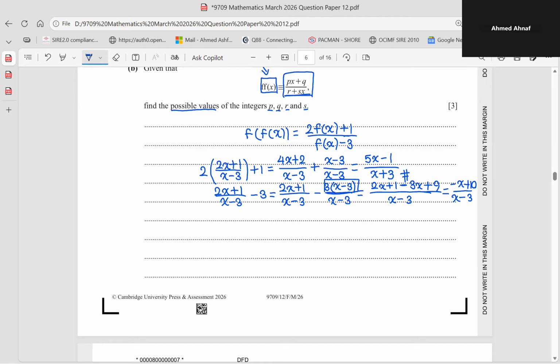So the top one is the numerator, the bottom one is the denominator. So f(x) is the numerator divided by the denominator. So dividing by the denominator is the same as multiplying by the flipped version of the denominator. So you just swap the numerator and the denominator for this one. Okay, so it's just x minus 3 over minus x plus 10.